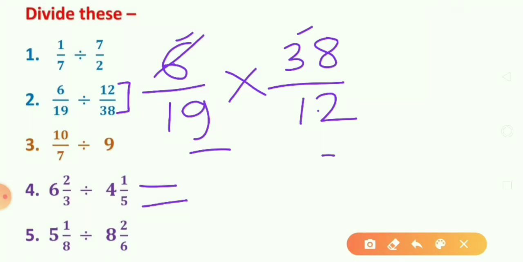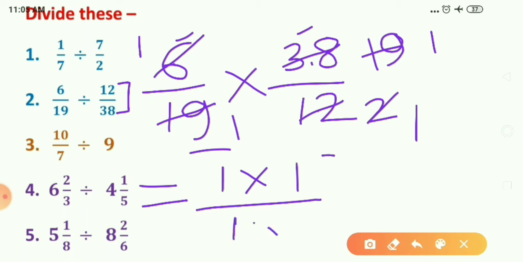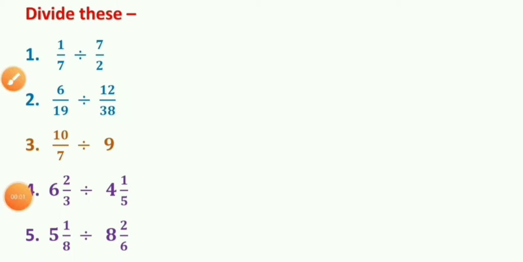6 1s are 6 and 6 2s are 12, and 2 1s are 2, 2 1s are 2. Now 18, 2 9s are 18. So here you can see 19 1s are 19 and 19 1s are 19. So what did you get here? 1 multiplied by 1, and in the denominators you got 1 multiplied by 1. So it will be 1 upon 1, so you can say 1. By dividing the numerators and denominators you got the answer.